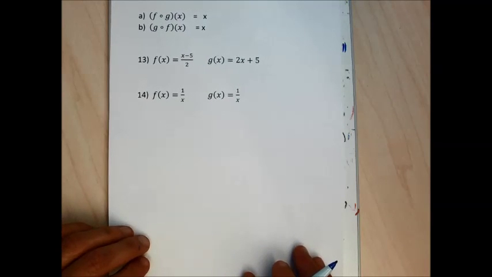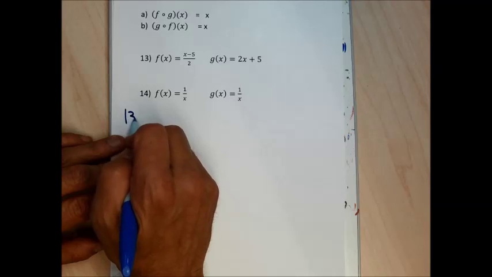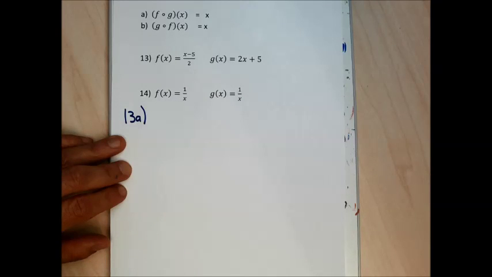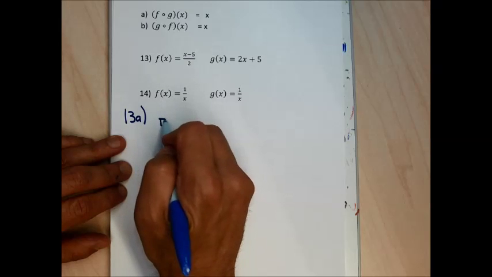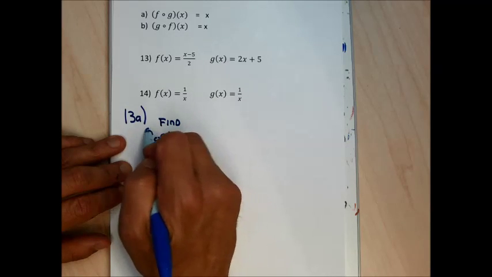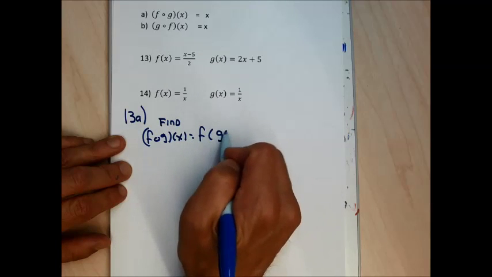When I look at 13 and 14, they look different enough. I'm going to do 13 just so you don't have to stumble through the math just in case it's hard. Pause the video if you want and just watch me do it after you've done it. 13a, I'm going to find f composed with g of x. And I know that means f of g of x.